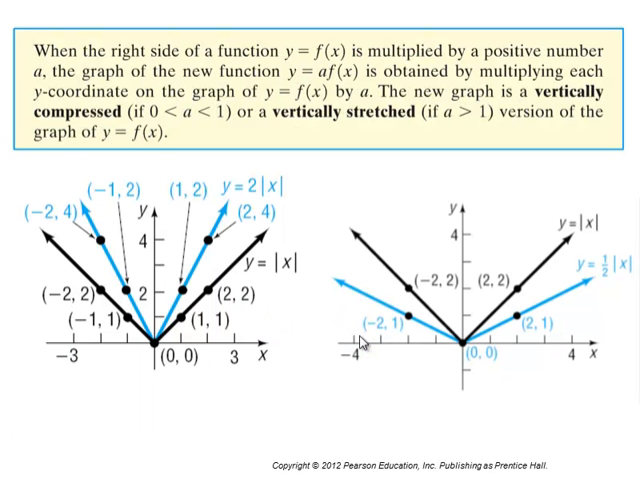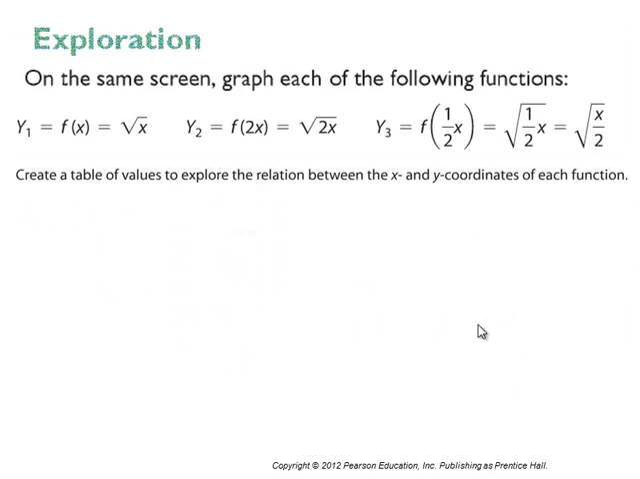All right, moving along here. So vertical stretches result from multiplying the function by a number greater than 1. And vertical compressions happen when you multiply the function by some number between 0 and 1. All right, moving along here.